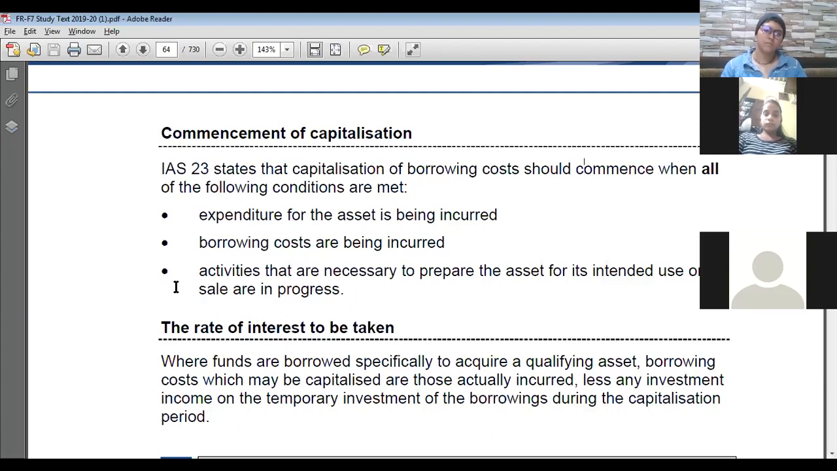Our accounting period is ending on 31st of December. But during this period of March to December, there was a 2 month period where there was no construction activity in progress. So that 2 months' cost, what will happen to it? We will have to charge it to the statement of profit or loss. So the very important condition is the third one, that construction activity must be in progress.